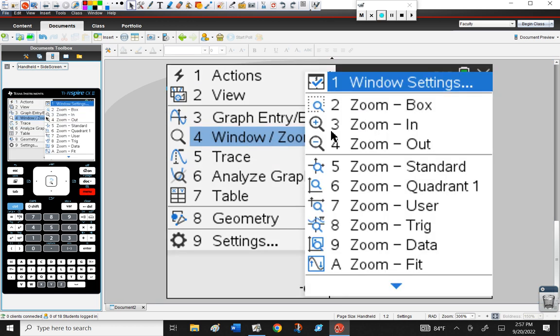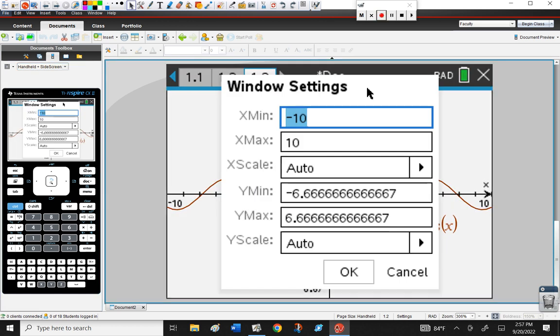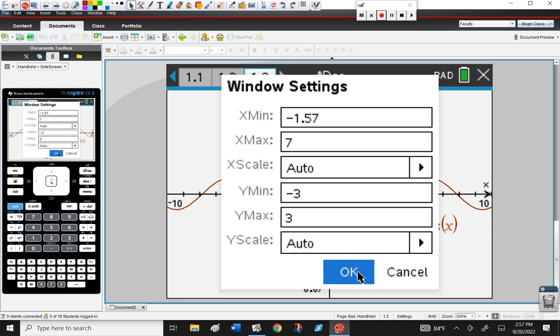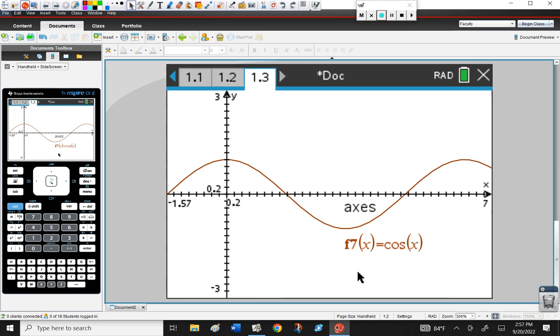So let's go to window. And notice I'm doing my window at negative 1.57. I will let you know what that number is later. And this is going to be 7. This one's going to be negative 3. And I'm going to go to positive 3 on the y. So there we go. Go ahead and draw this. This is going to be our cosine.